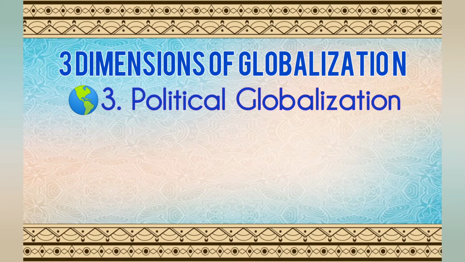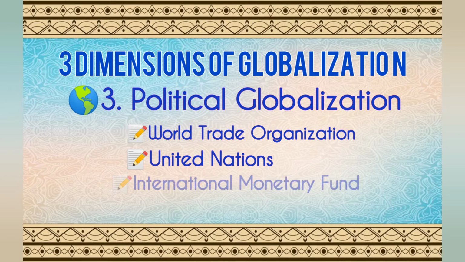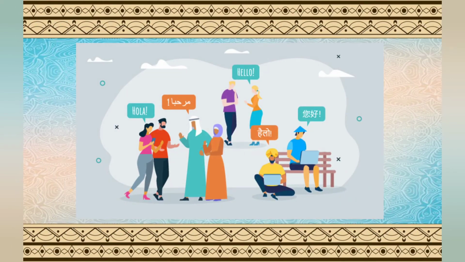Here are examples of political globalization, which include government organizations. First, World Trade Organization, United Nations, International Monetary Fund, and European Union. Now, let us move on to multiculturalism.